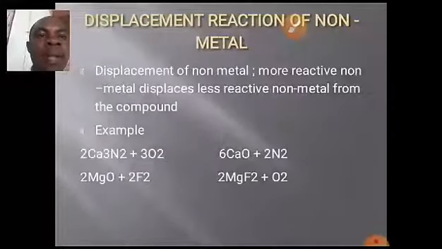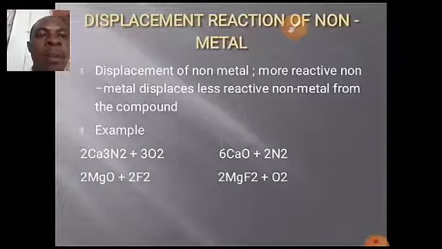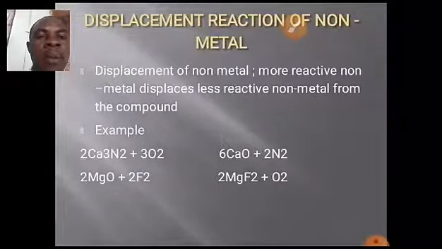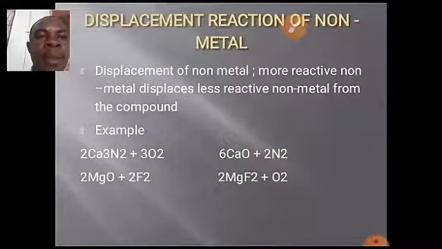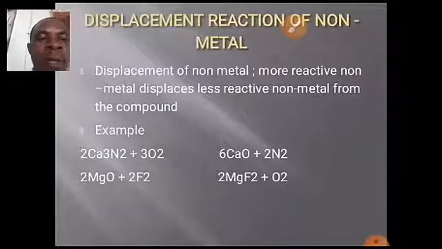Let's see the displacement reaction of non-metals. A more reactive non-metal displaces a less reactive non-metal. For example, here, calcium, nitrogen plus oxygen. Here, oxygen is more reactive than nitrogen. That's why oxygen can replace nitrogen. The same here, fluorine is more reactive than oxygen. So oxygen is replaced, and the product formed is like this one.